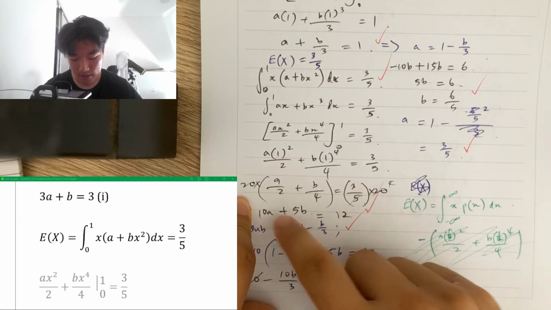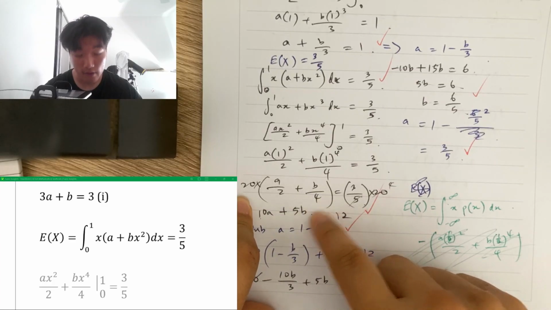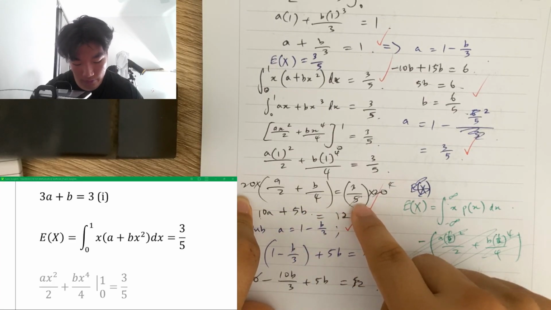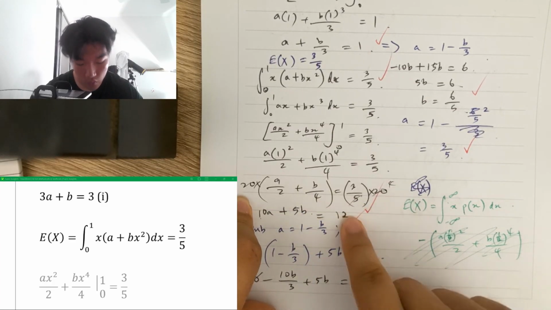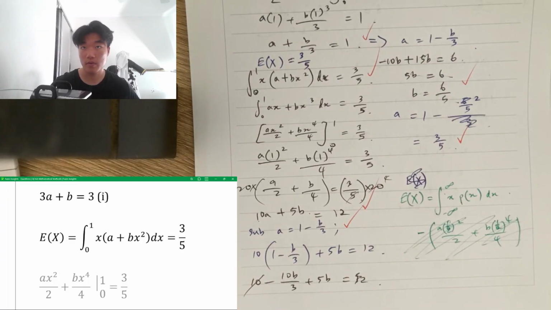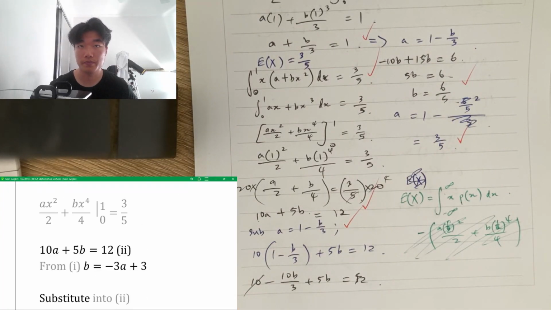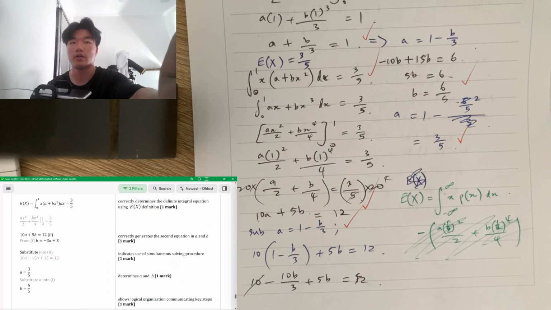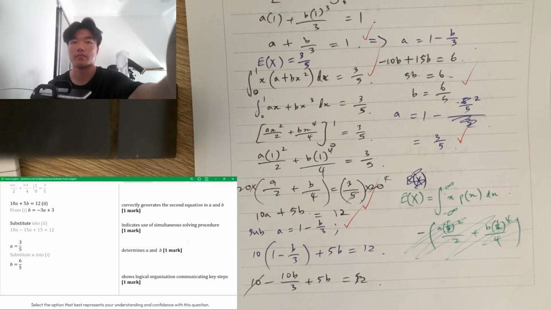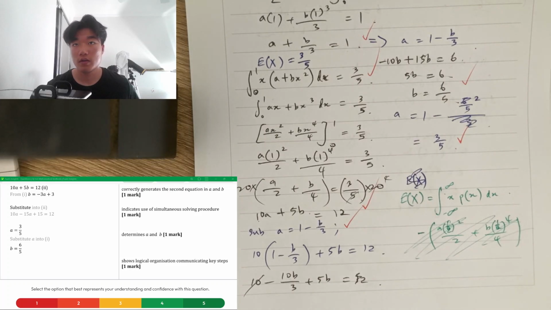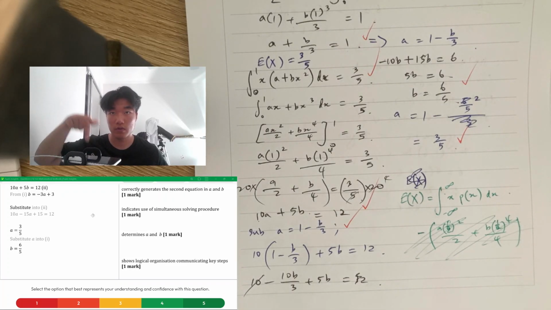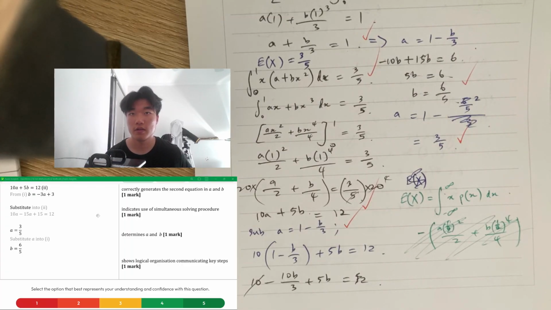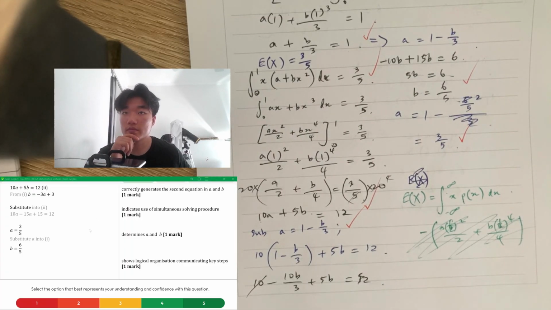20 over 2 becomes 10, so it's 10a. 20 over 4 is 5, so it's 5b. 20 over 5 is 4, so it's 4 times 3, which is 12. And that's the final equation that we can use, which is this. Correctly generates the second equation in A and B. Okay, so as you can see from what's shown right here, yeah, so we've done that.